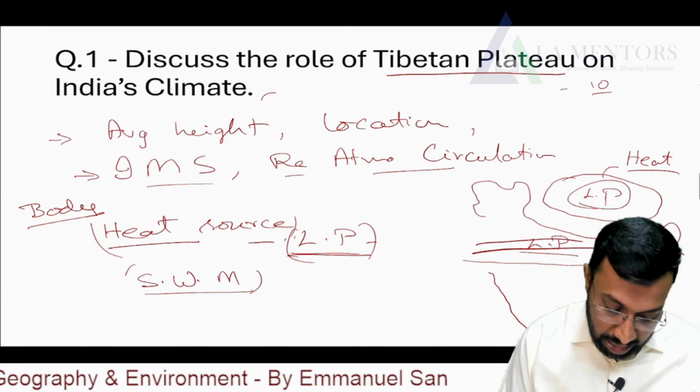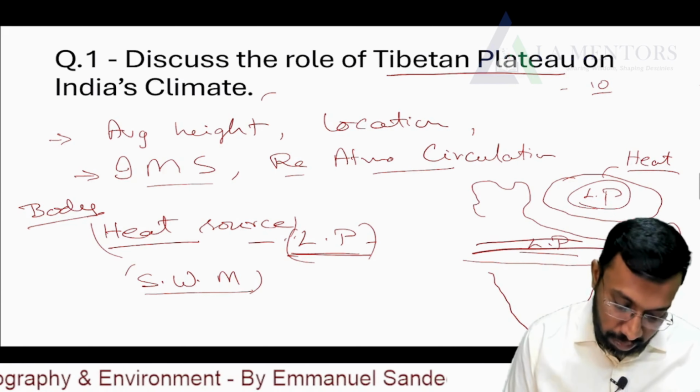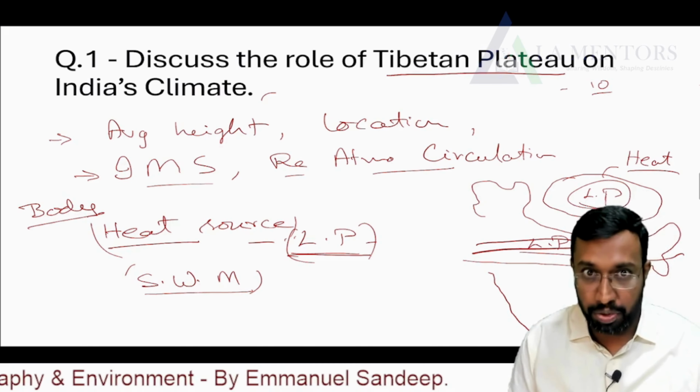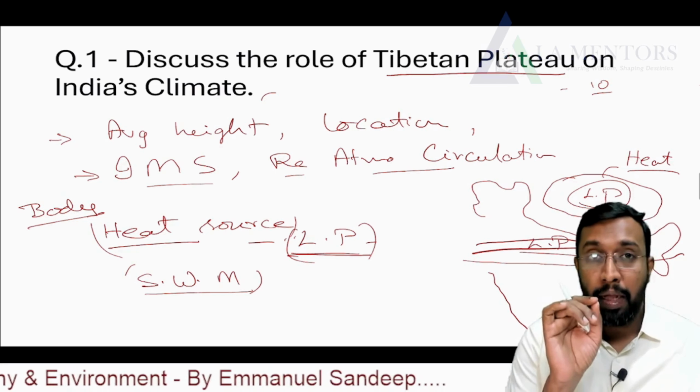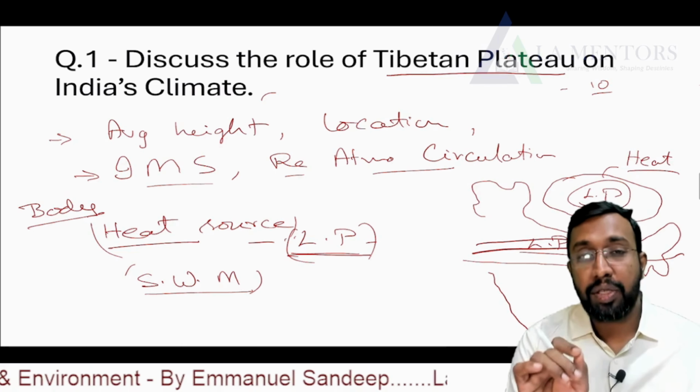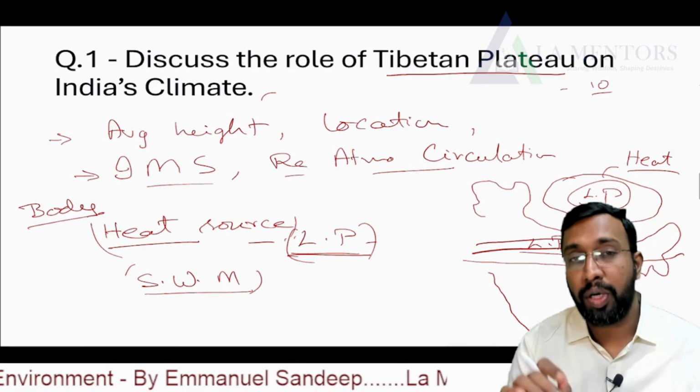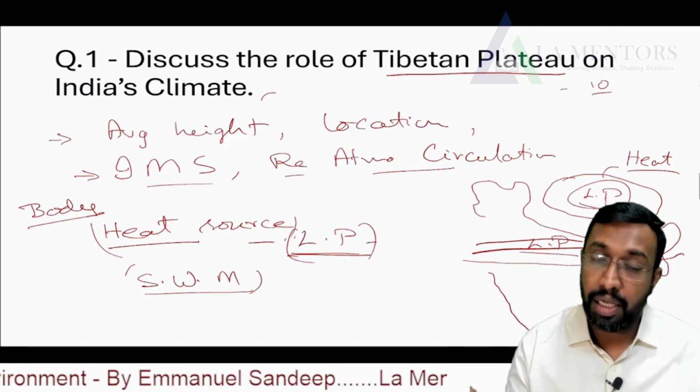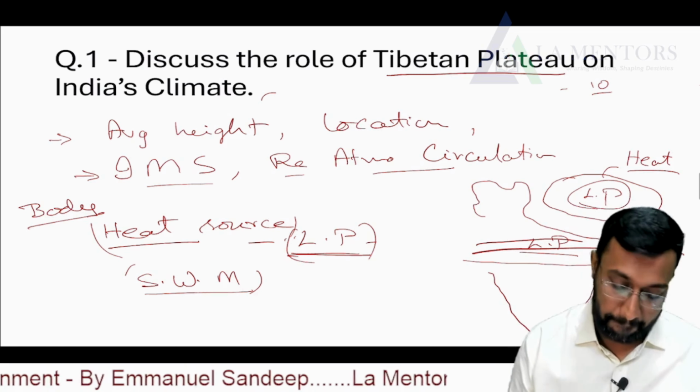Next, within this Indian monsoon system, the southern parts of your plateau do have a good amount of highly elevated Himalayan mountains, which is acting as a barrier.